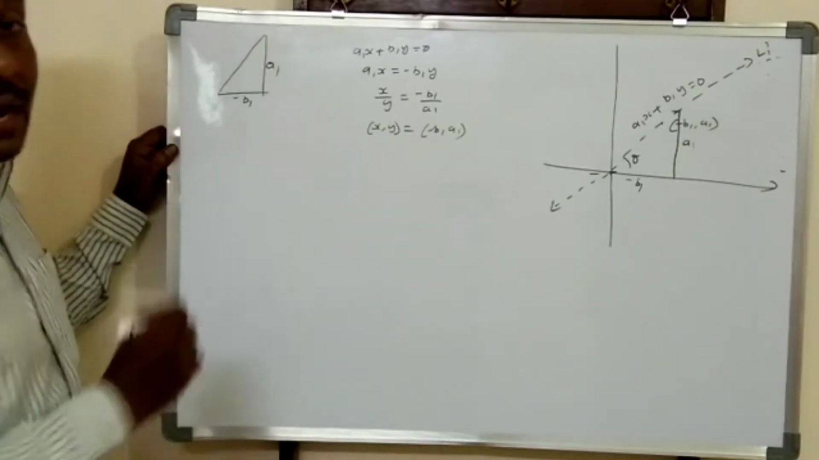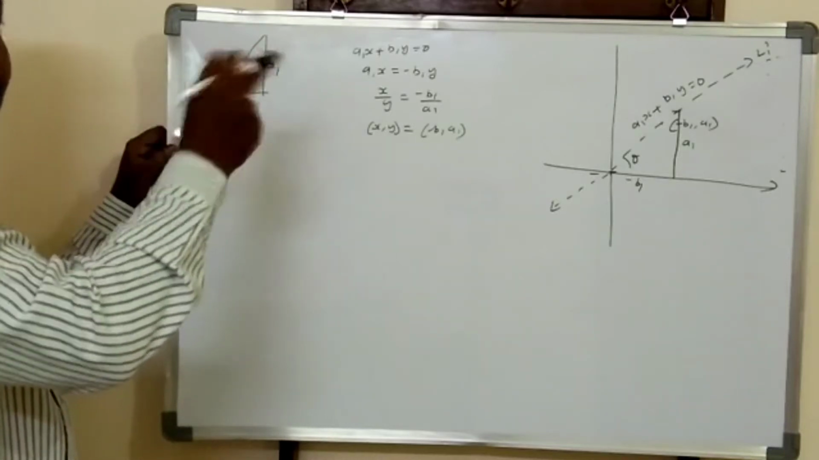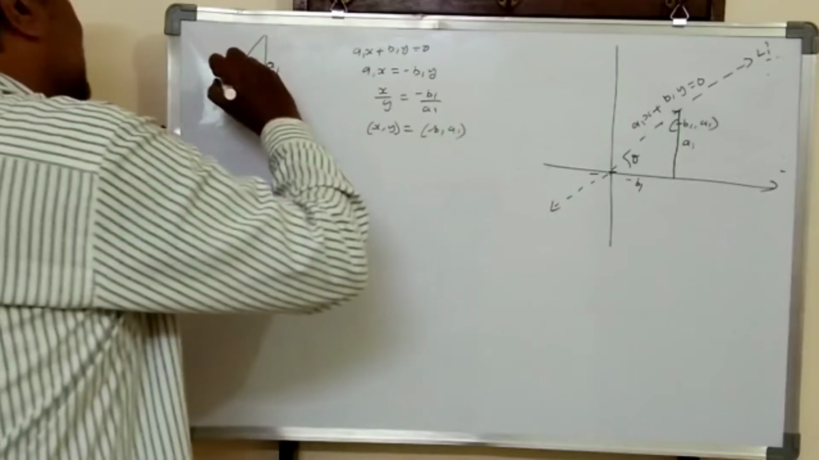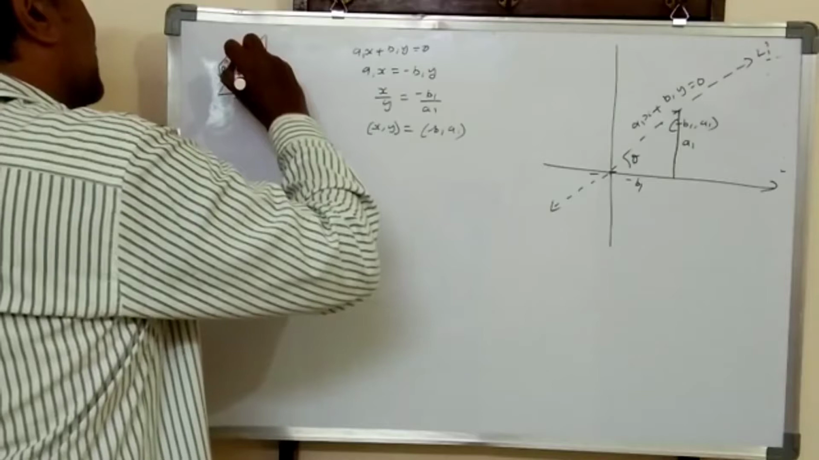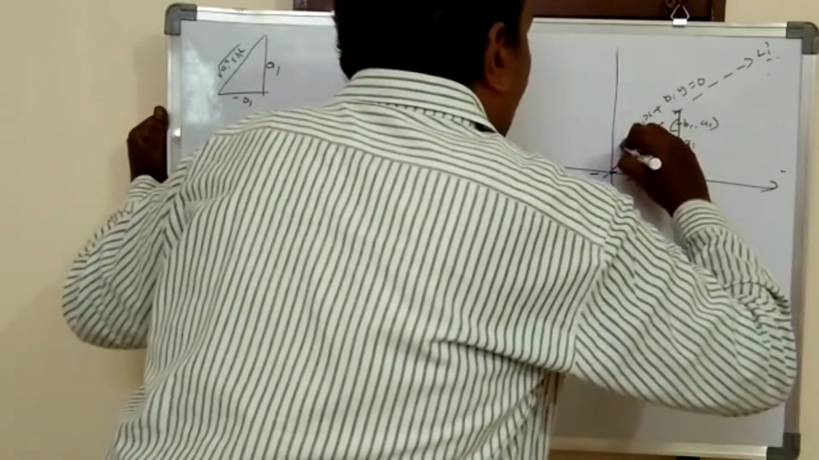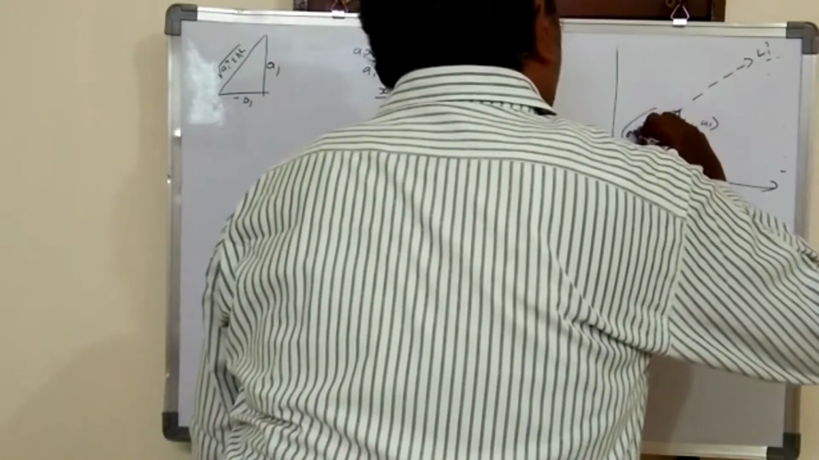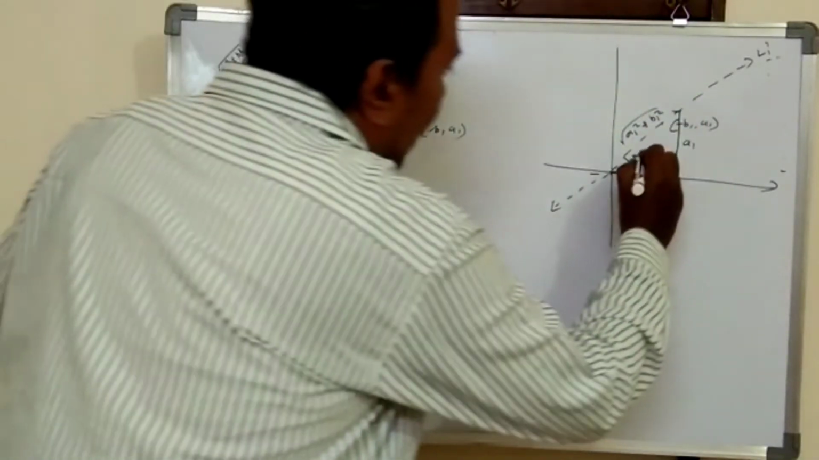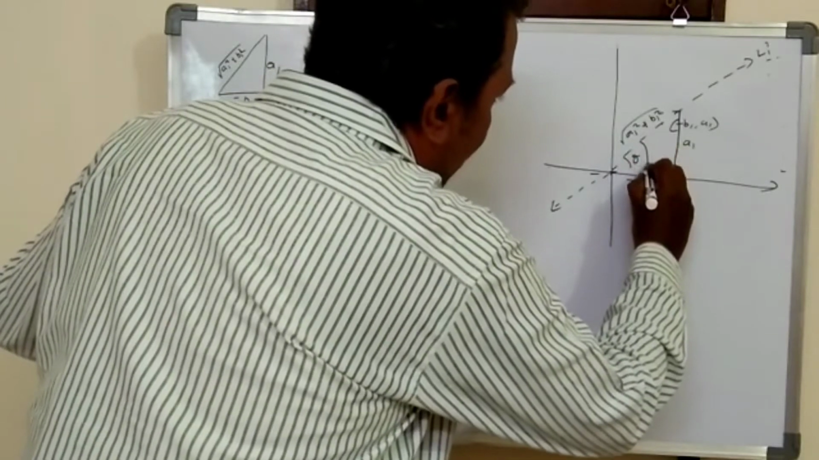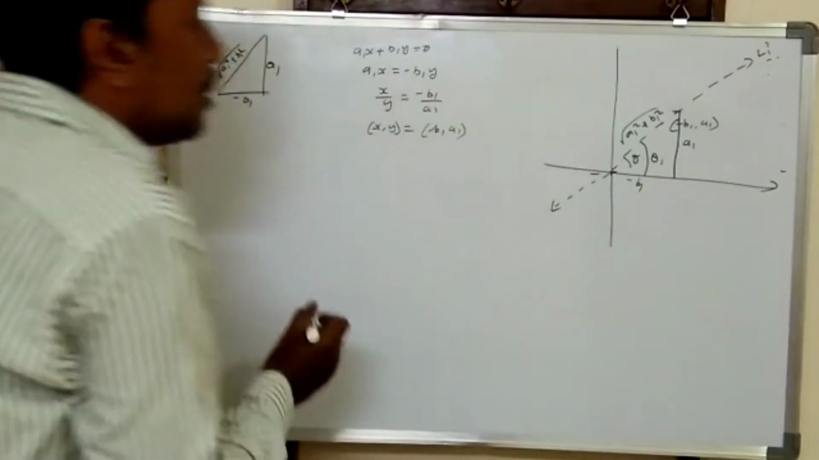What about the length of the hypotenuse? By the Pythagorean theorem, the sum of the squares of the other two sides, that is, the square root of a1 square plus b1 square. So the length becomes square root of a1 square plus b1 square. Now you take the angle from this line to the x-axis as theta 1. Now you take cos theta.